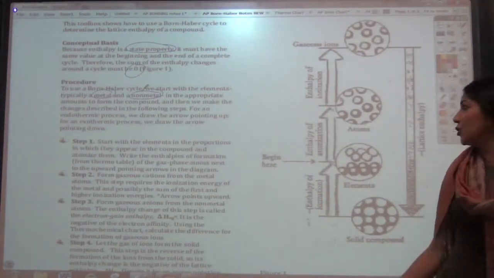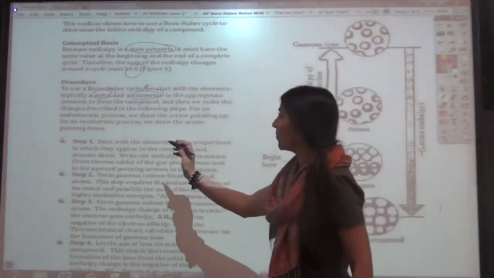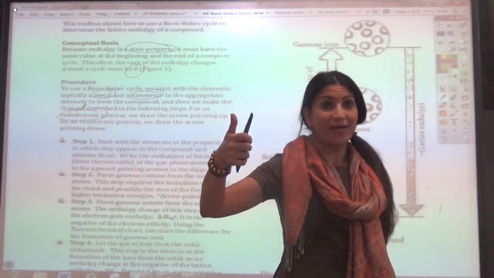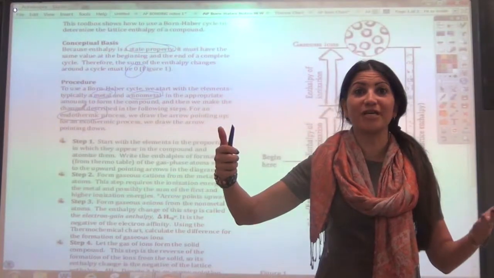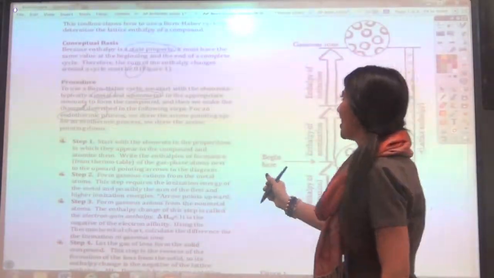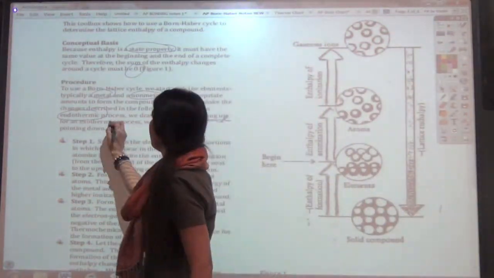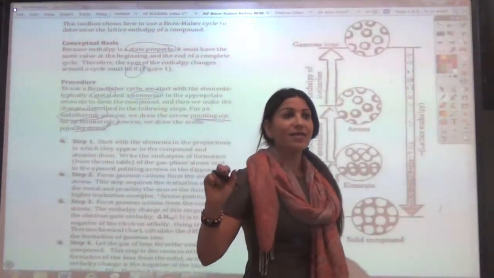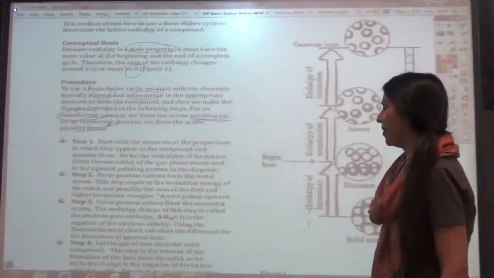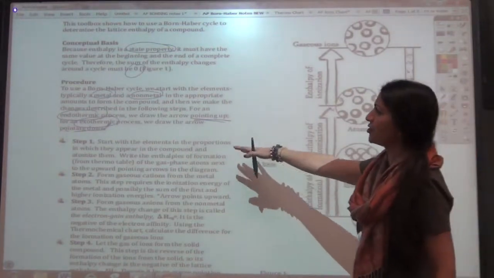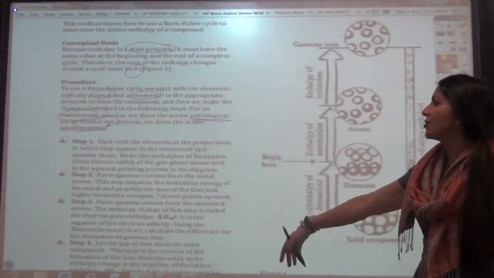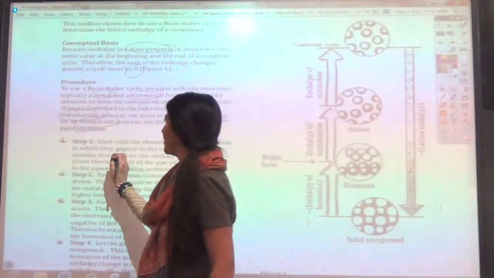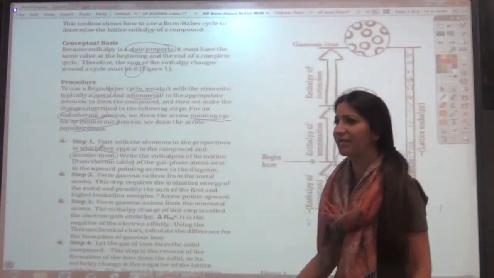Okay, what they do is, if it's an endothermic process, they draw the arrow going up. Guess why? Endothermic means energy is absorbed. And if it's exothermic, then we draw the arrow pointing down because that would be releasing energy. Okay? So this goes through all the different steps. It says to start with the elements and the proportions and atomize them. So step 1 is to atomize them.